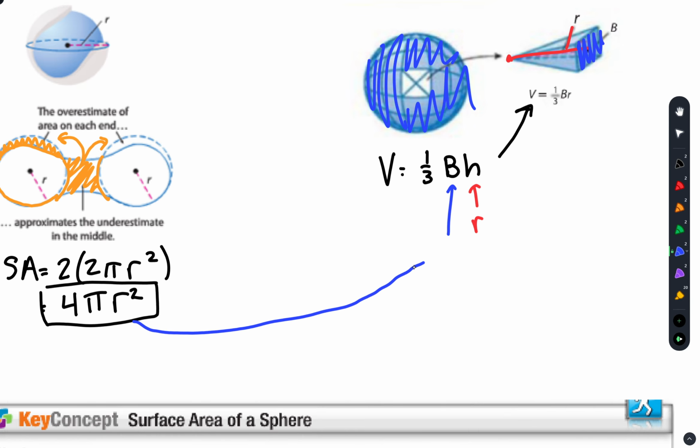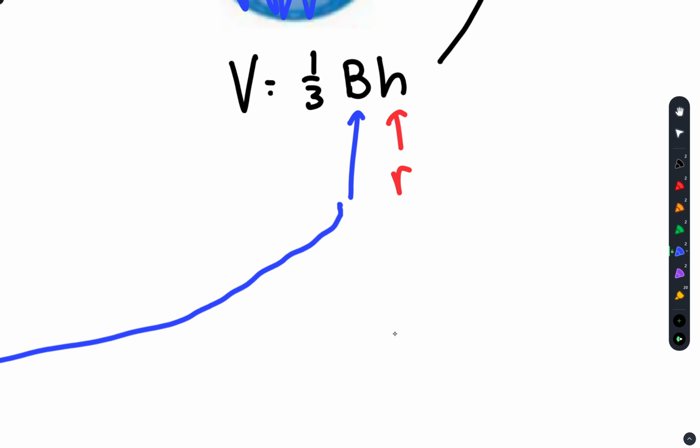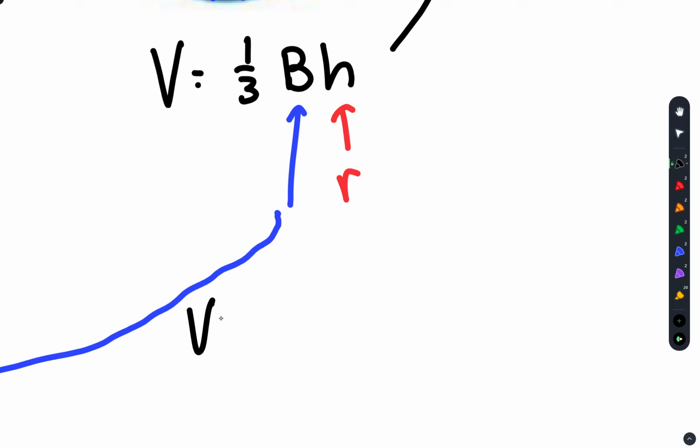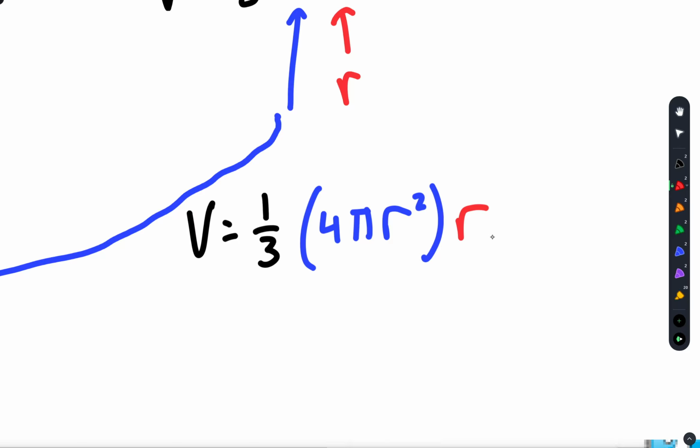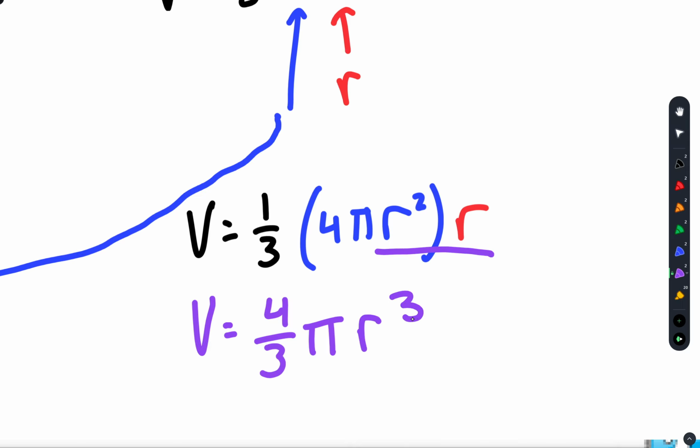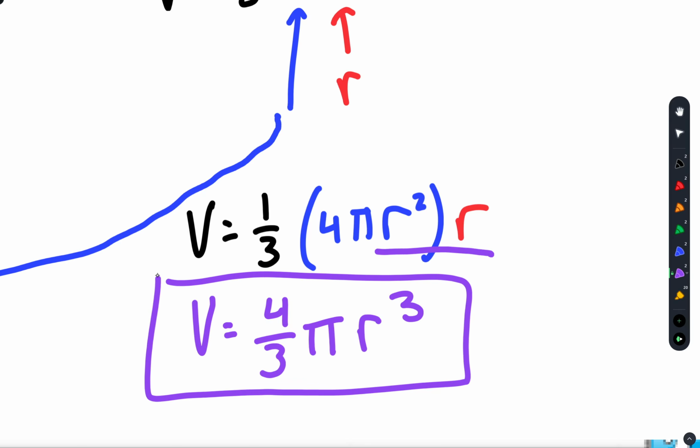So I'm going to take this formula that I just found for surface area of a sphere and plug it in for the bases. Then my formula looks a little bit like this: 1/3, the base is represented by 4 pi r squared, and the height is represented by r. If I now take that formula and combine some things together, 1/3 times 4 is 4/3. I've got pi, and then r squared and r make r cubed. And that is the formula that we use for volume of a sphere.